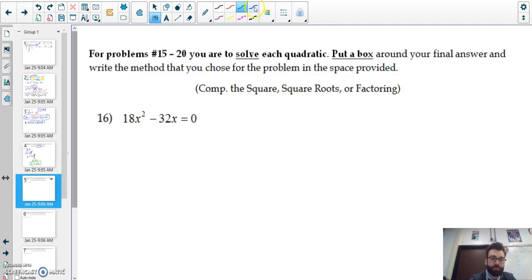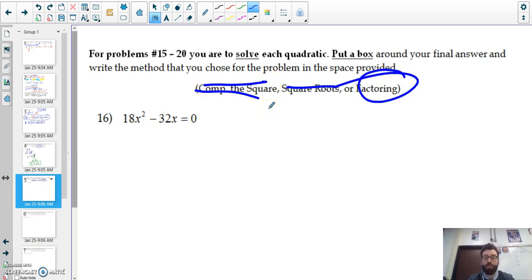16. Now, completing the square, or factoring. Well, I have 2 variables. I have an x squared and an x, so the square root method is out. Completing the square usually happens when I have a trinomial, which I don't, so it looks like I want to factor. Remember, the first question you should ask yourself when factoring is, is there a greatest common factor? And there is. The greatest common factor here is 2x.